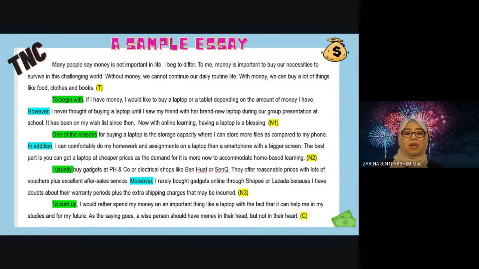Okay, now we go to the last paragraph, which is the C. C tadi apa? Conclusion. So, buat conclusion. To sum up, ataupun kadang kamu play in conclusion, macam kalau sangat kan nak guna in conclusion, try lah something yang lain pula. To sum up, I would rather spend my money on an important thing like a laptop with the fact that it can help me in my studies and also for my future. Mungkin lepas ni nak kerja pun nak guna juga laptop kan.